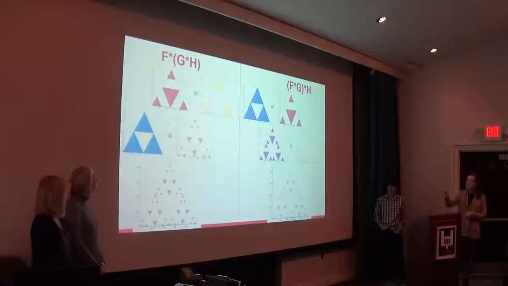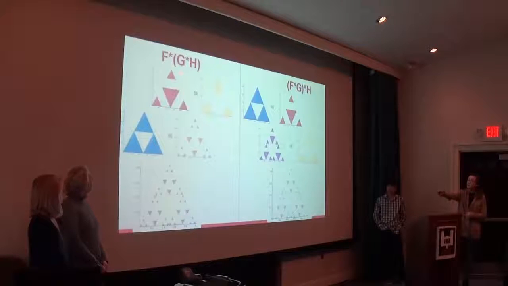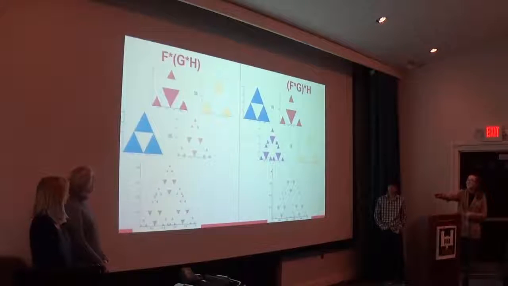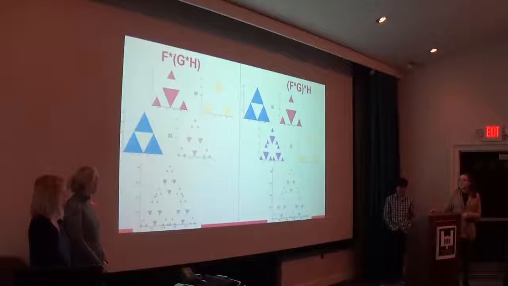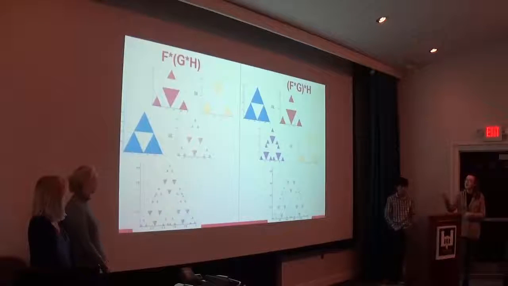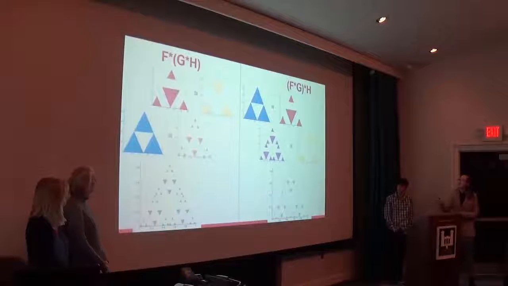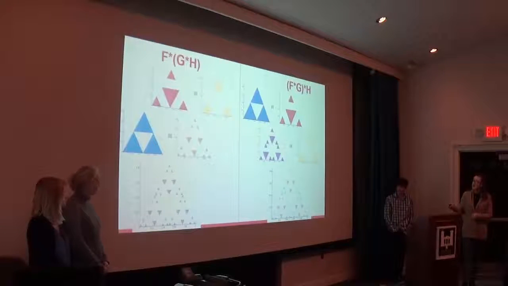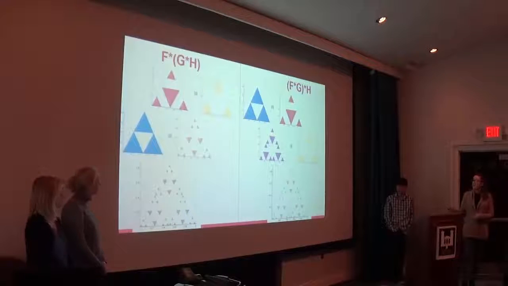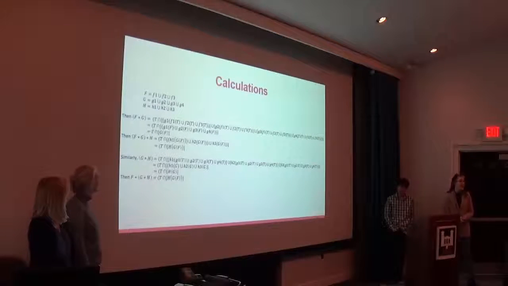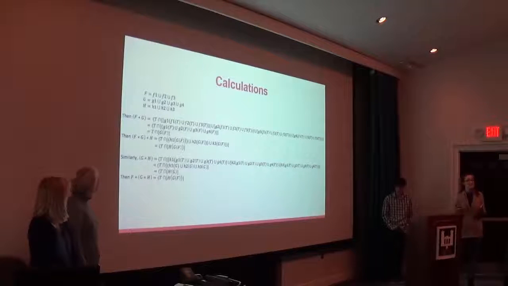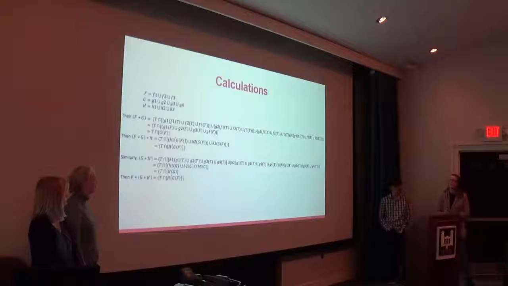So if we start up at the top here and we have G star H, then it's going to produce this image right down here. And then if we convolve that image with F, we are left with the image produced down here at the bottom. Now, if we do the same thing and we have F star G, it will produce this purple image right here. And if we convolve that with H, we see that it produces the same image as the other side. Nice, long, scary calculation for that, but visually it is obvious that the images that are produced are the same.